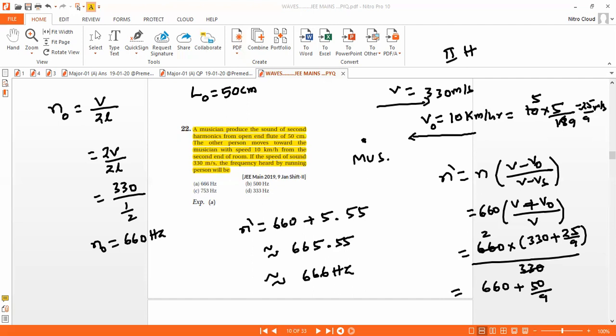That means in these Doppler effect problems, the only thing is, firstly, you need to identify which is the source and which is the observer. Then it will be easier.